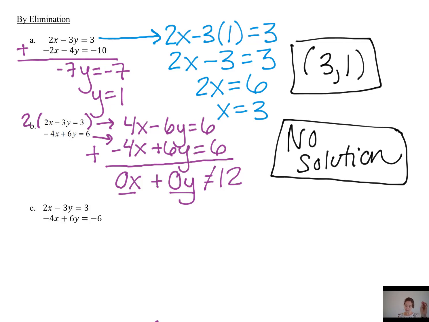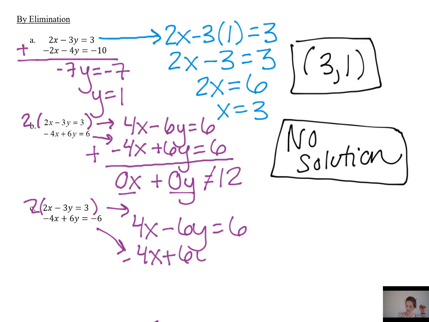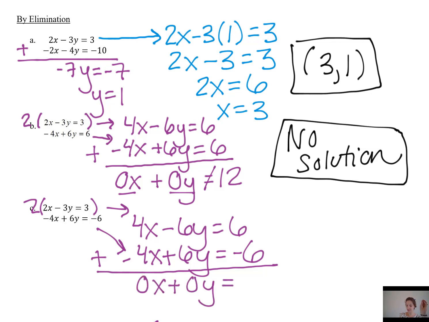Let's try example C. Is there anything I can eliminate? No. So I can multiply the top equation by 2 again. I get 4x minus 6y equals 6. And pull over the bottom equation. This is negative 4x plus 6y equals negative 6. Okay. Now I add, and everything's going to get eliminated again. I have 0x plus 0y equals, and this time I get 0.